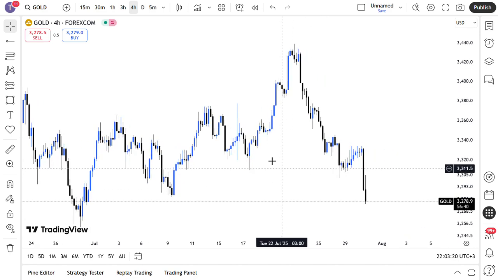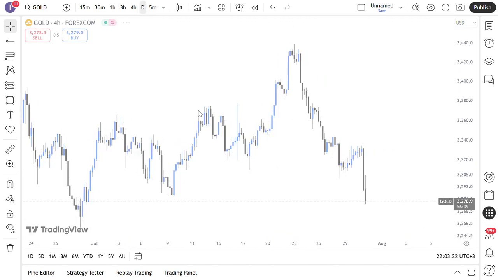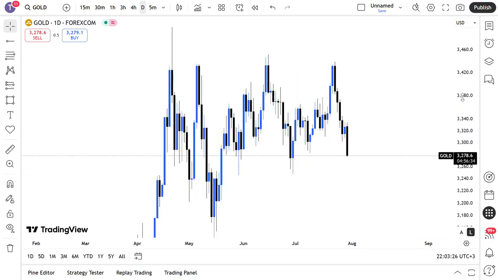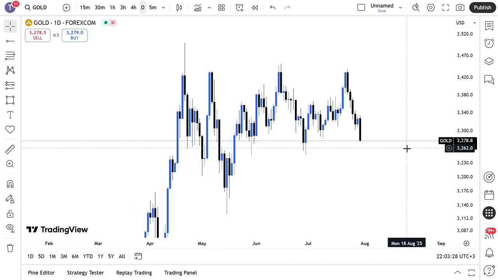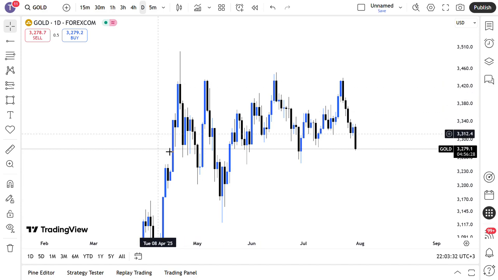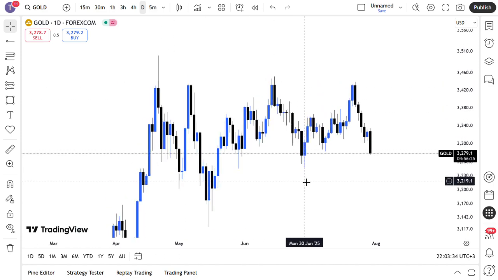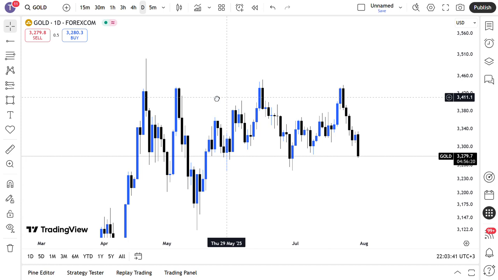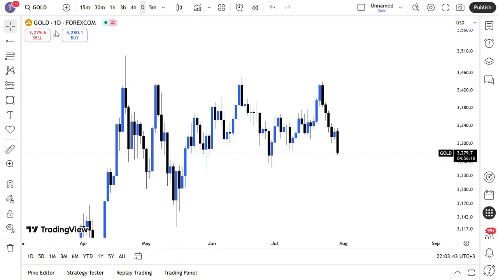So we are going to start from the daily time frame. From the daily time frame here, we have this ranging market. And I found out that here we did not have a break of structure. It is a sweep of liquidity, due to using different sources of market analysis.